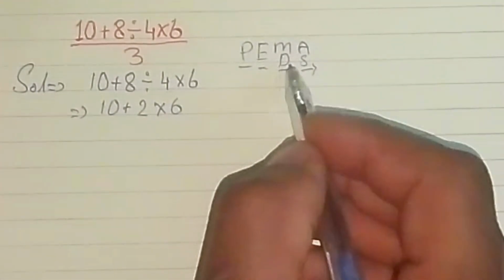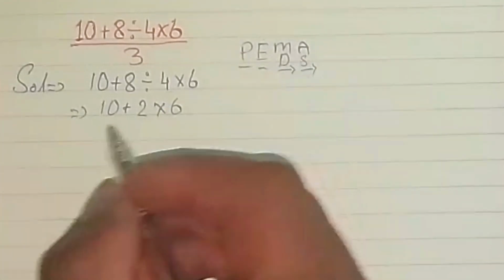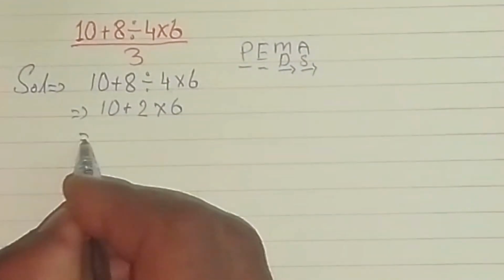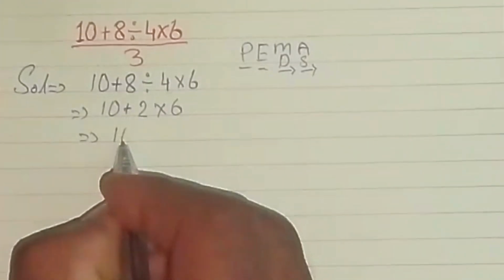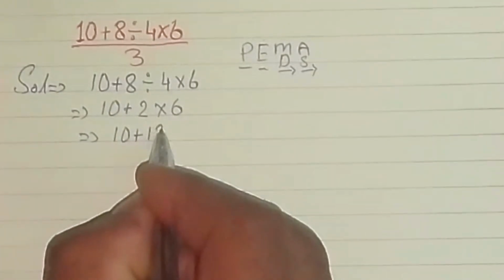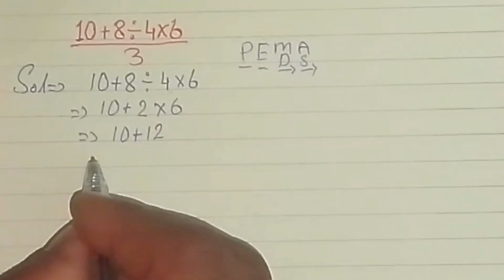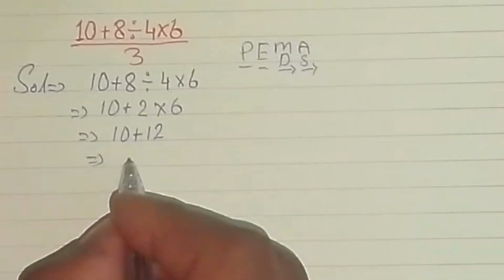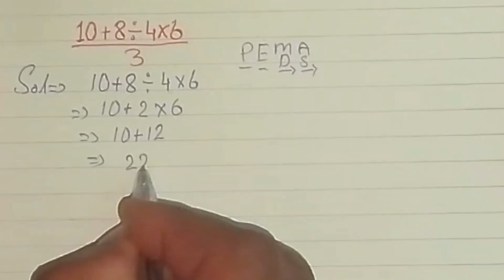So first we solve multiplication, then we solve addition. So 10 plus 2 times 6, that gives us 12, and 10 plus 12 gives us 22.